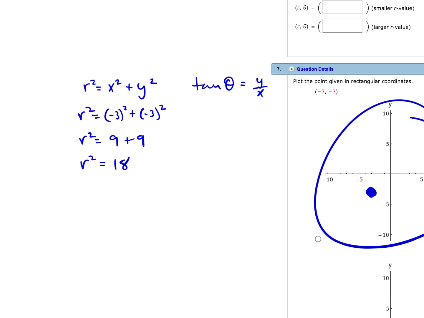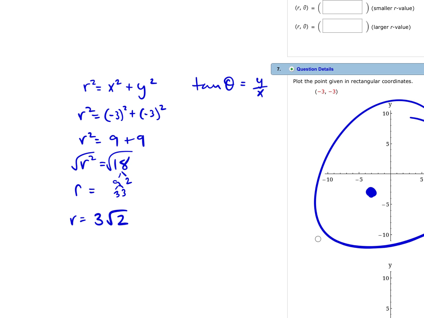So r would equal, let's simplify our square root. What are 2 factors of 18? 9 and 2, and 9 would be 3 and 3. So r would equal 3 square root 2.